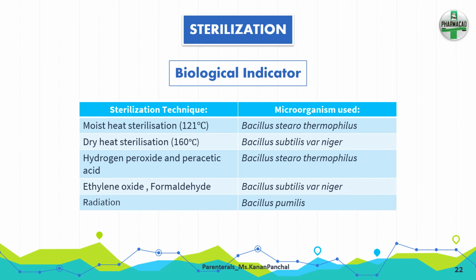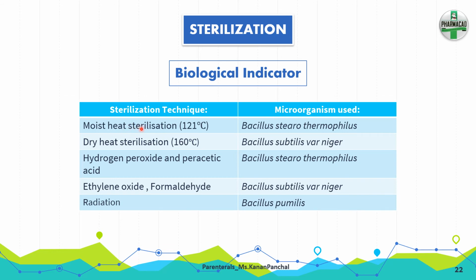Now to check how well your sterilization method is actually working, how well it is impeding growth and killing the organisms, biological indicators are used. They are used to prove the effectiveness of the sterilization process. Here are the sterilization processes, and these are the corresponding microorganisms used as biological indicators. Please take a note of this, it's very important.